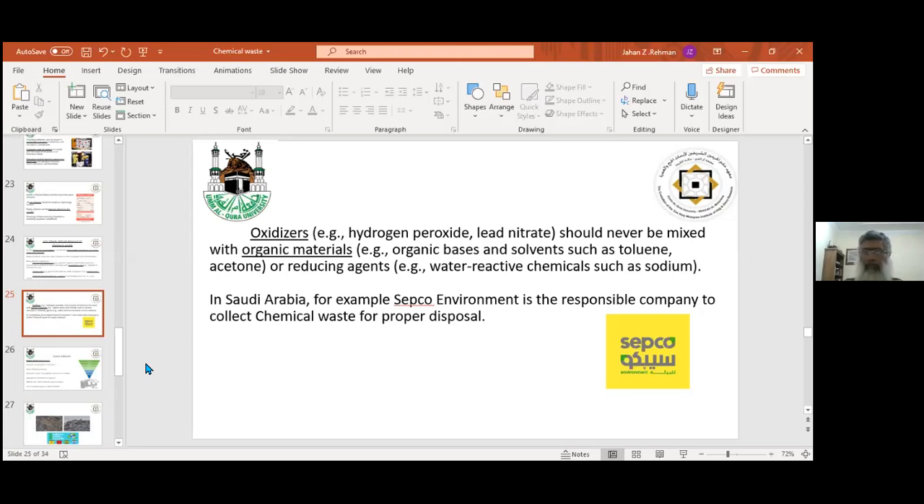There they will treat it, and they will recycle some chemicals, whatever is possible. And in the end, on their website, they show that they shipped it to some other areas. So it is not good to send chemicals to disposal lands.